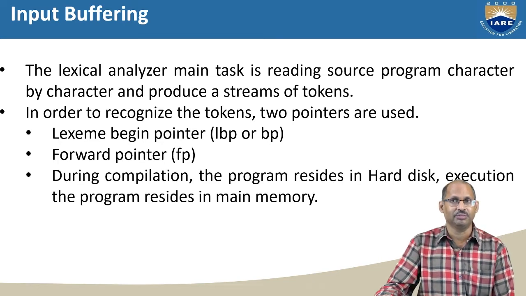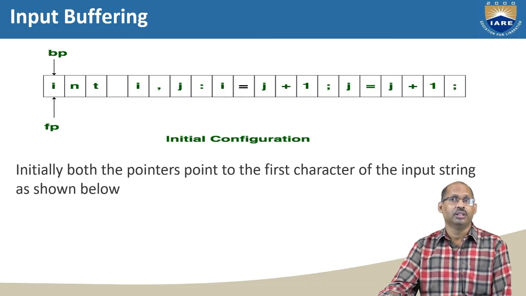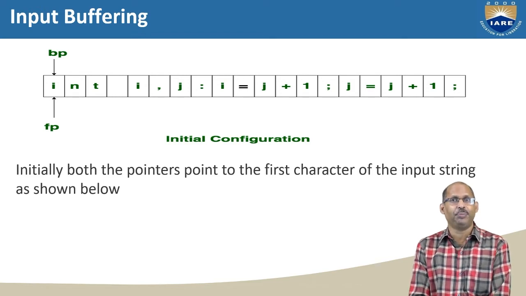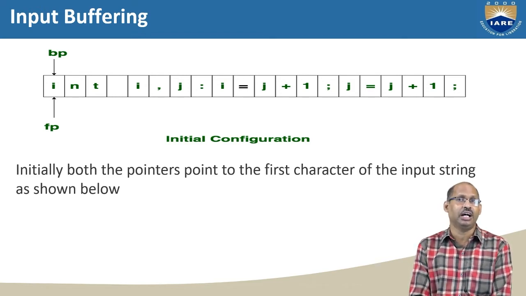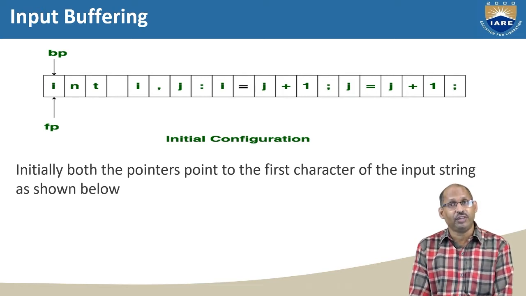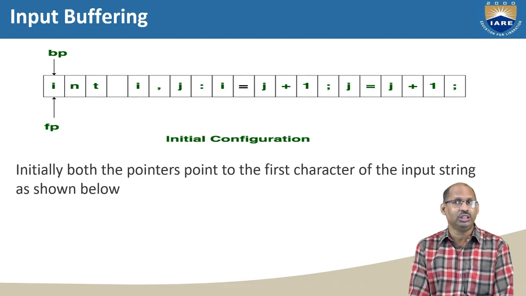During compilation, the program resides in the hard disk, and during execution it resides in the main memory. Initially, the begin pointer and forward pointer both indicate the first character of the input buffer. We read blocks of information from the secondary memory into main memory and store them in this input buffer. Then we read character by character and produce lexemes.